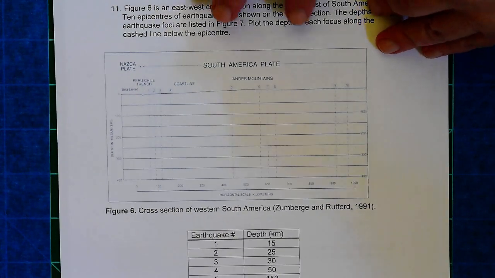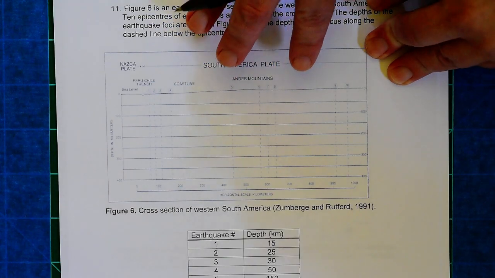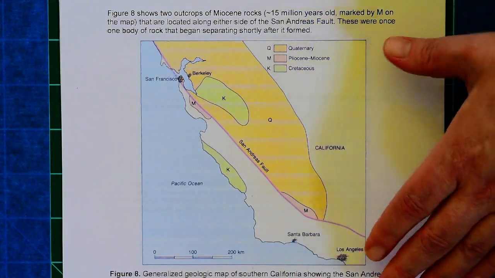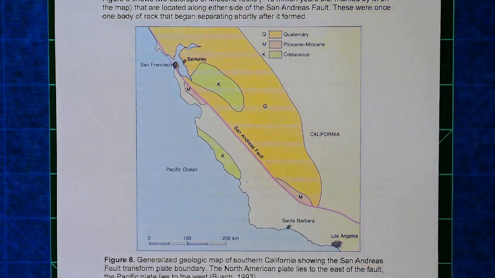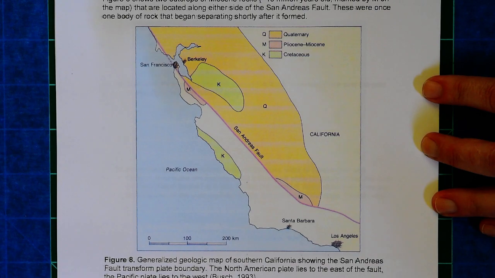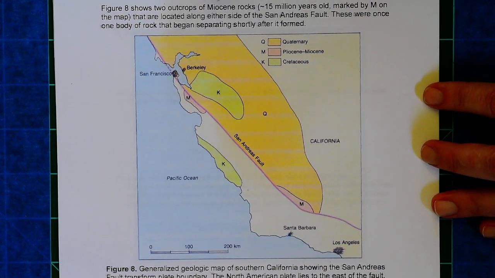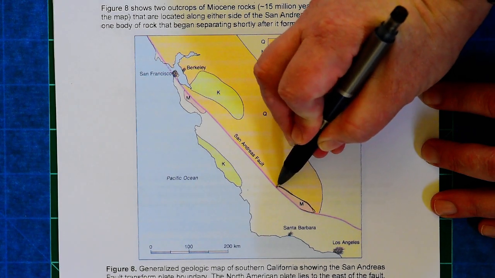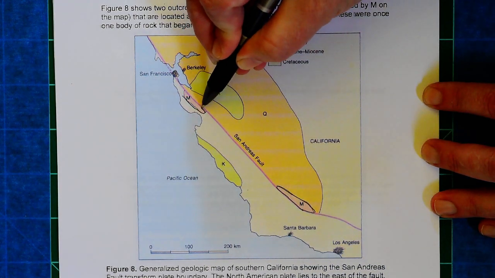This is fairly self-explanatory. You're simply plotting the depth of different earthquakes. This activity here is kind of fun because you're going to figure out how fast movement is occurring on the San Andreas Fault.